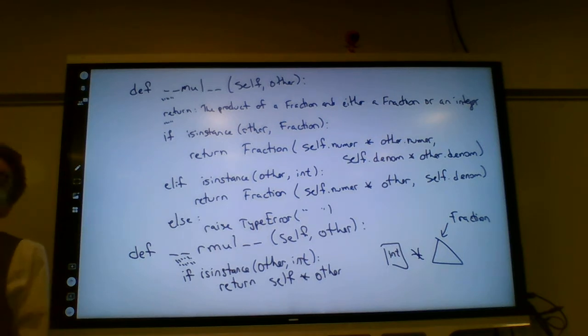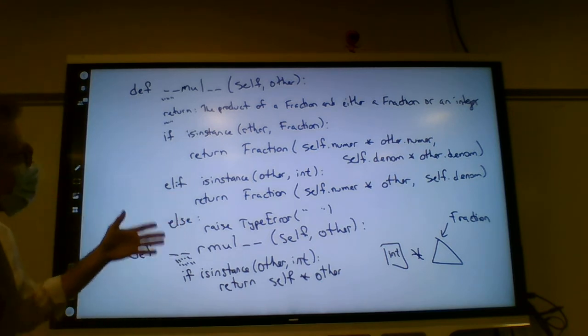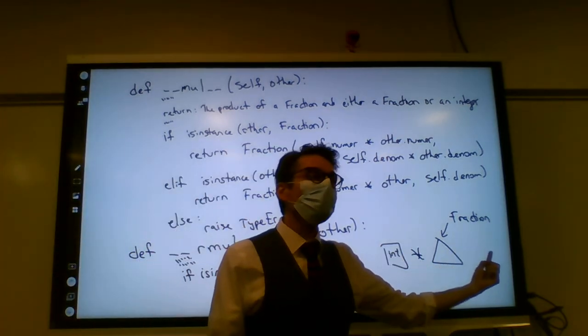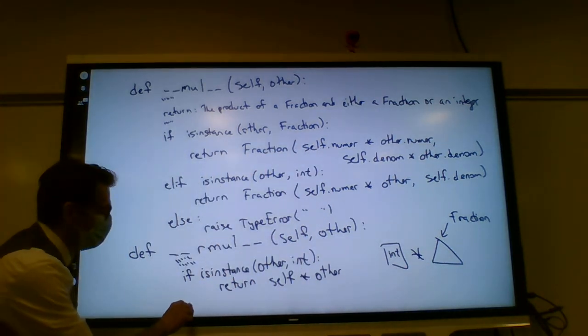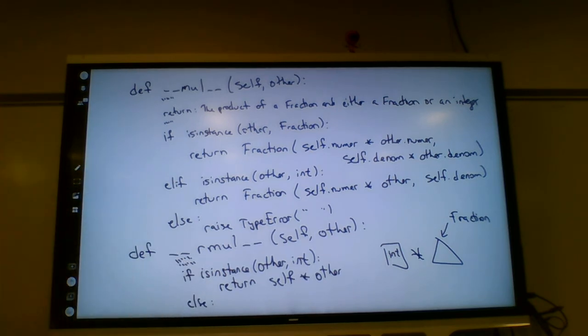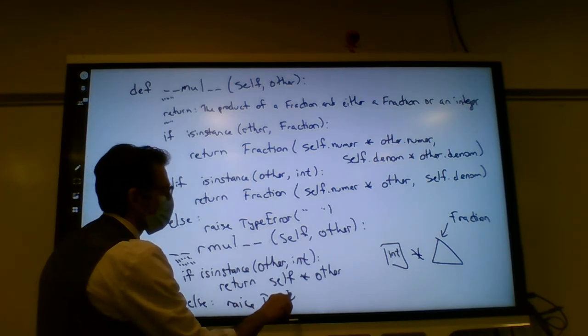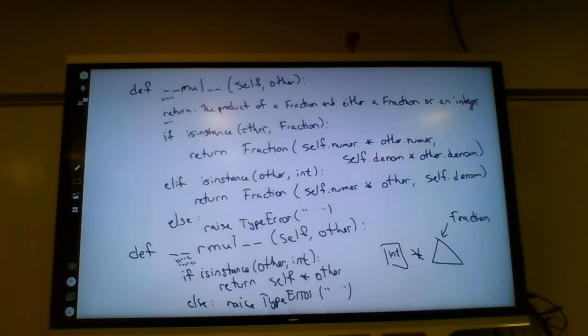Does that make sense? Now, it's going to turn out that there are some things that we do where this is actually different. Multiplying on the left and multiplying on the right are very different things. So sometimes mul and rmul are very different. But this time, all we're doing is telling Python, okay, don't get so hung up on where things are. Just go ahead and do it in reverse order. Does that make sense? So if we have other times self, well, just do self times other. Else, raise our type error. Now, what if other, in this case, is a fraction?